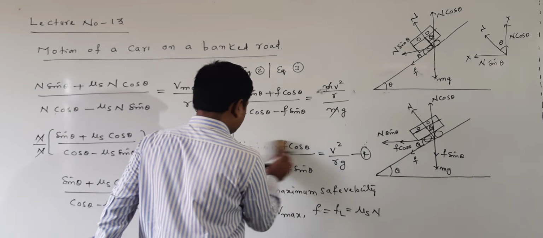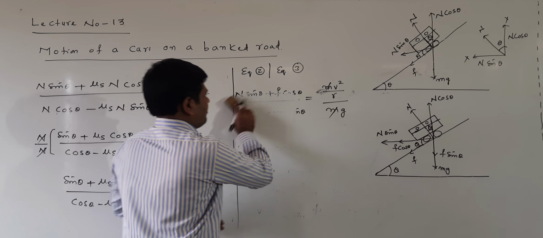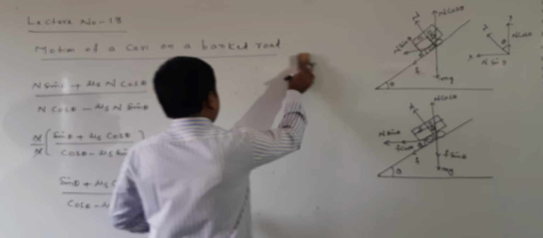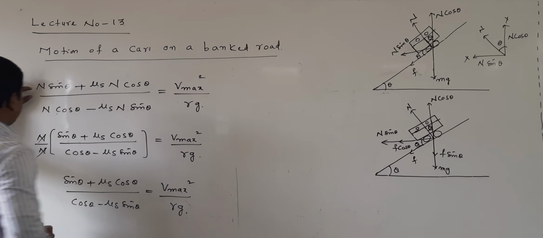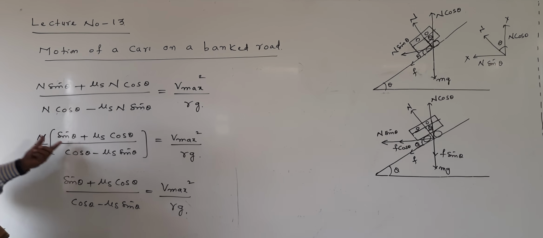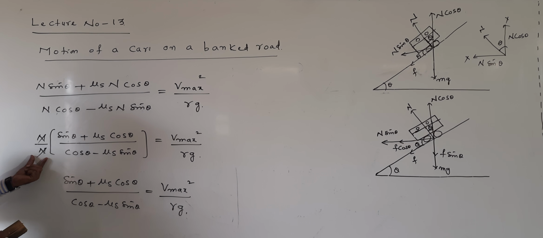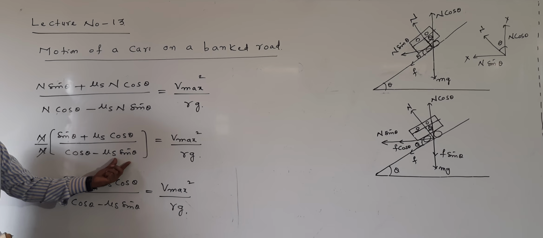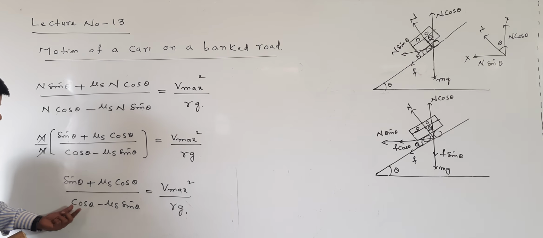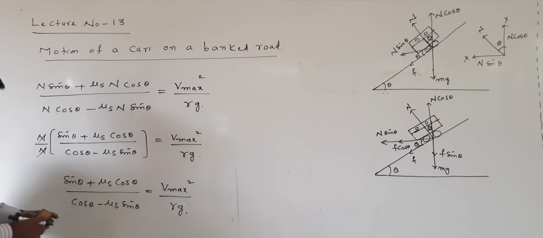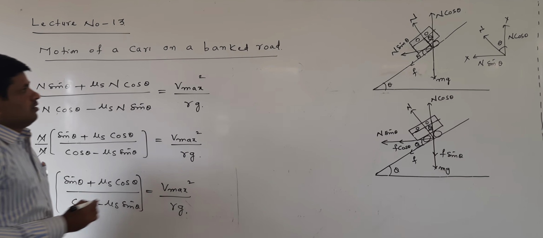Now listen here carefully. In this equation I have taken N common: sin theta plus μs cos theta in the numerator, and in the denominator also taking N common, cos theta minus μs sin theta. Here this N is cancelled, remaining is sin theta plus μs cos theta by cos theta minus μs sin theta.